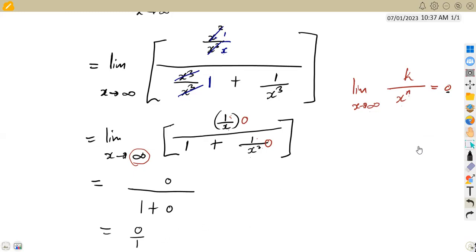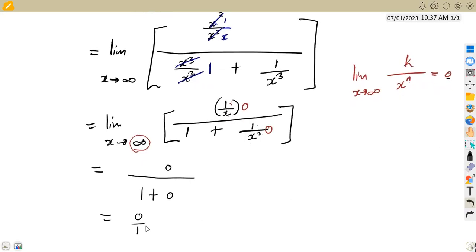A 0 on top does not affect. It affects when it is in the denominator. So our answer is going to be 0 in this case. 0 affects when it is in the denominator like this, 1 over 0. That is the one that approaches infinity. That is the condition that we say it approaches infinity: when our denominator is a 0, not the numerator. The numerator has no effect, like this part, 0 over 1.